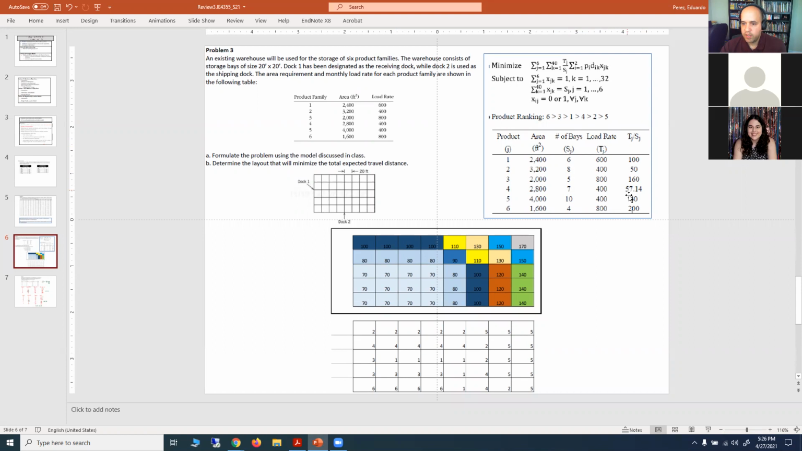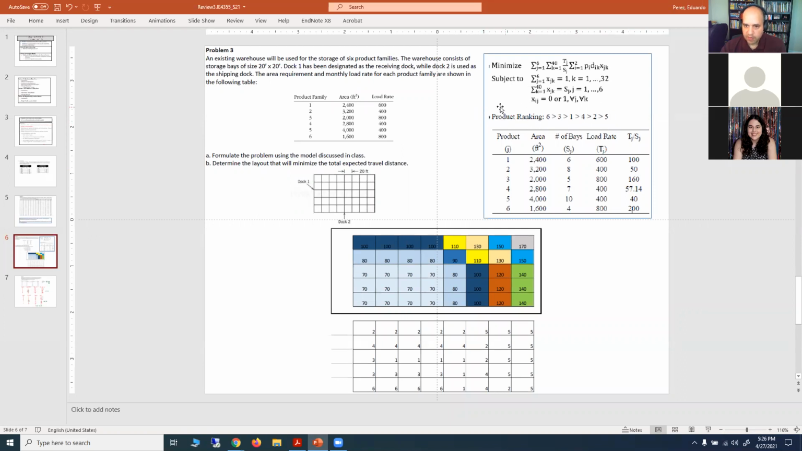Using this information, now I can rank my products in terms of loading rate, and in terms of this ratio that considers the load rate by the space. The product that has the highest value is product number 6, so 6 is going to be first. Then we have product number 3, number 1, number 4, and number 2, and then number 5. So that's the ranking. You can see the product ranking here.